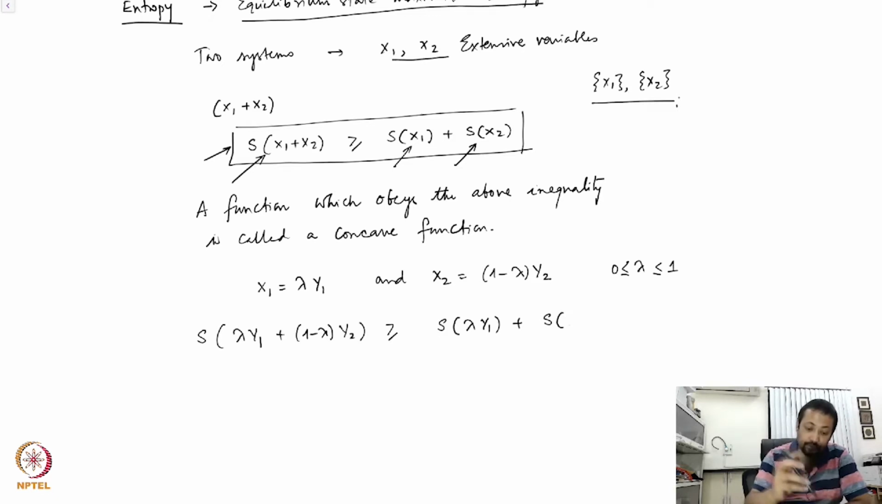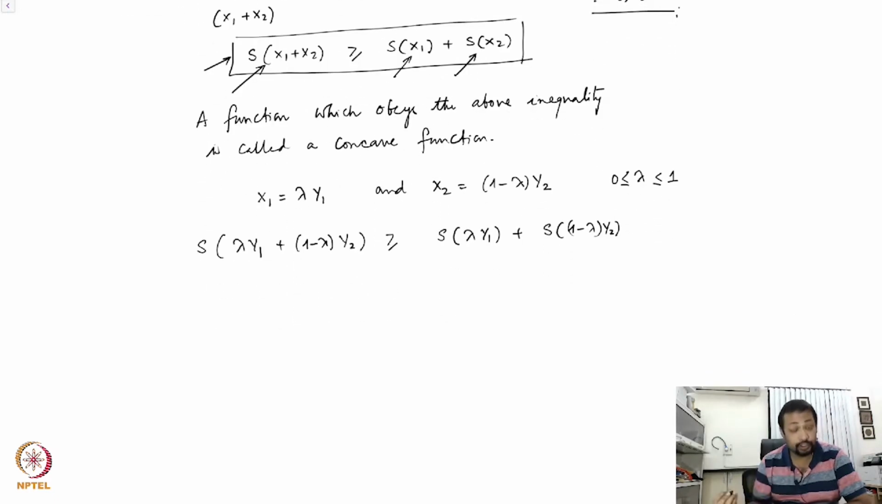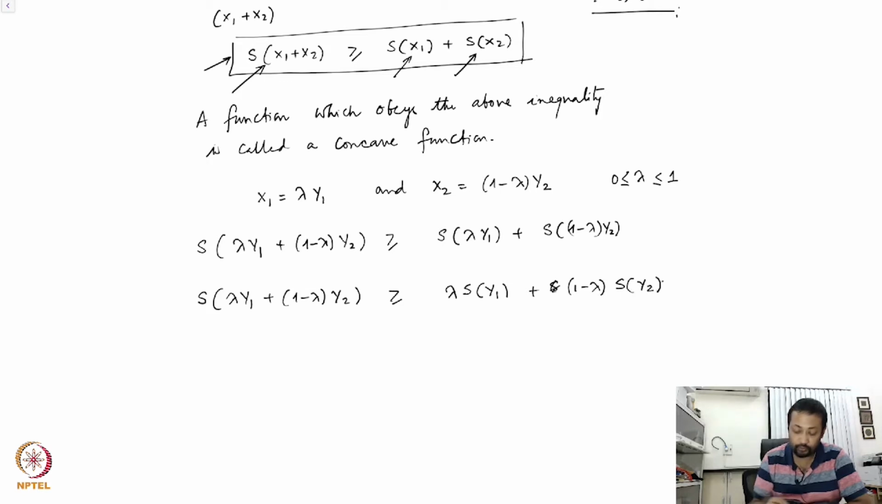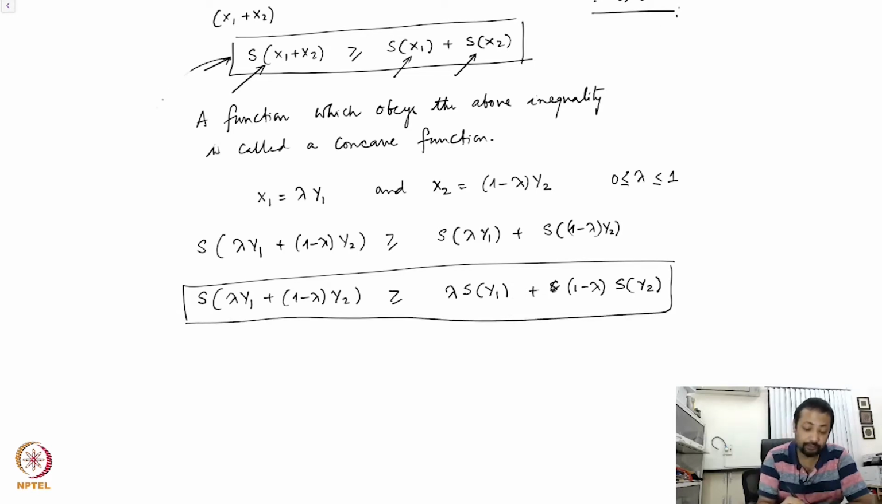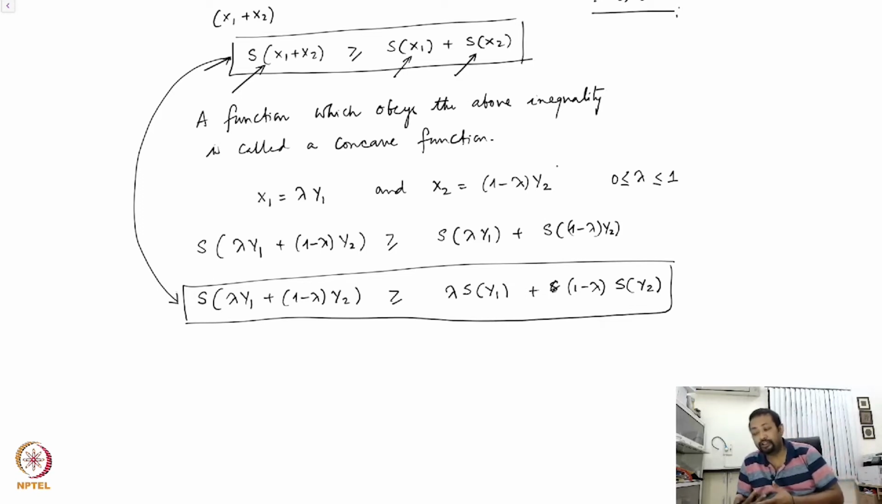x2 is 1 minus y2, so we will write it down as 1 minus lambda y2. And now we use the homogeneity property of the entropy to write down s of lambda y1 plus 1 minus lambda y2 is greater than or equal to lambda s of y1 plus 1 minus lambda s of y2. So we have rewritten the above inequality in a particularly different form.